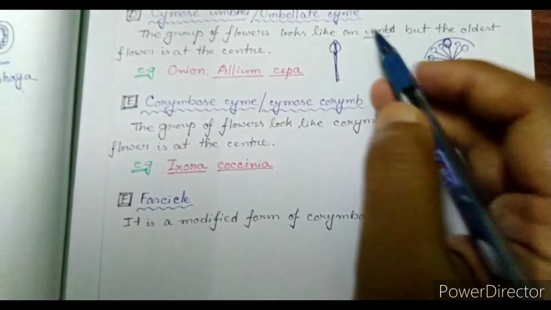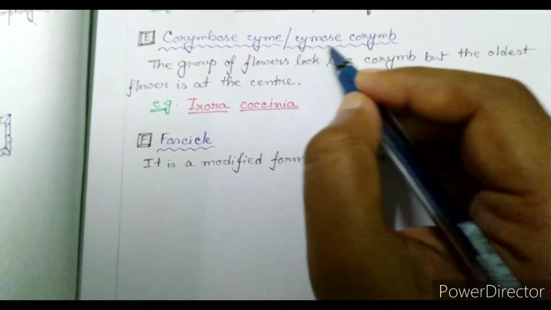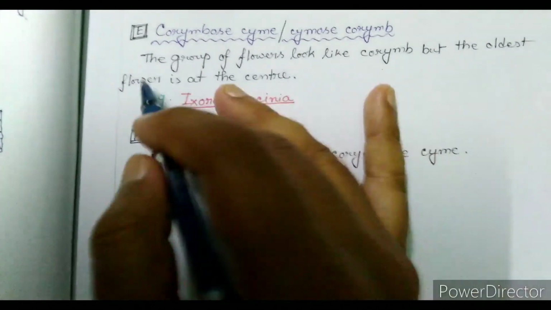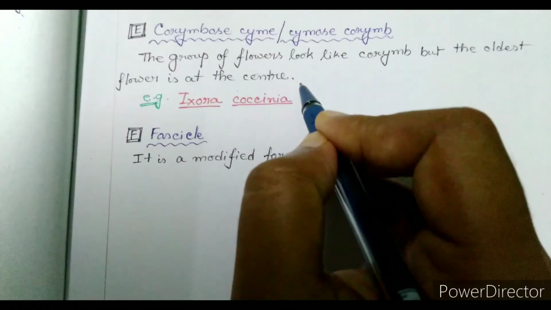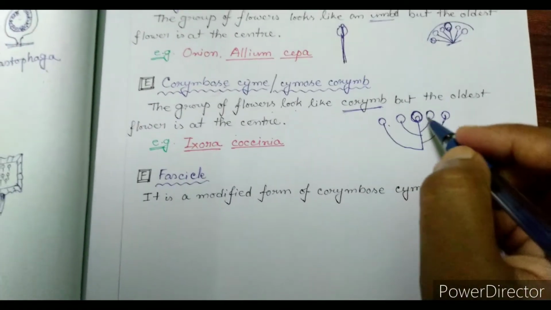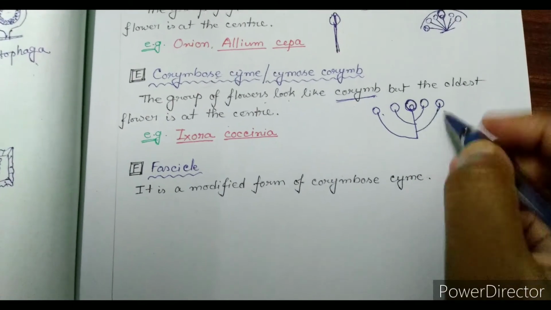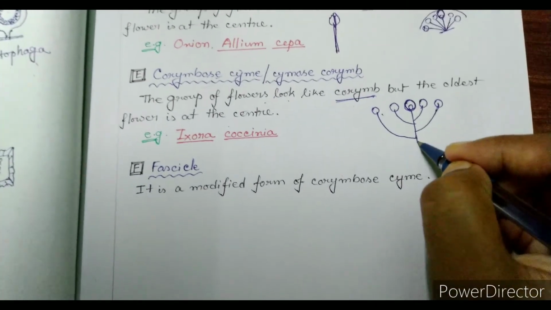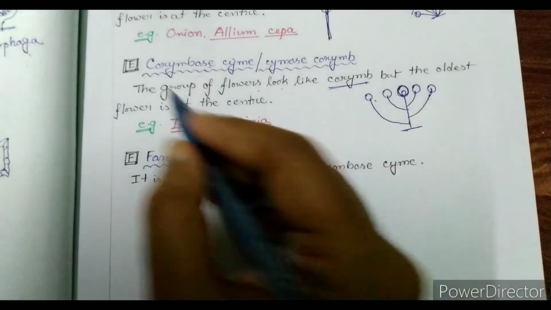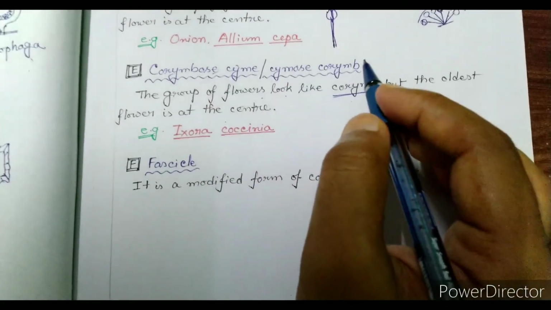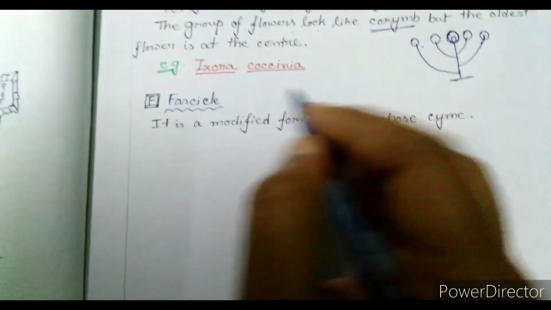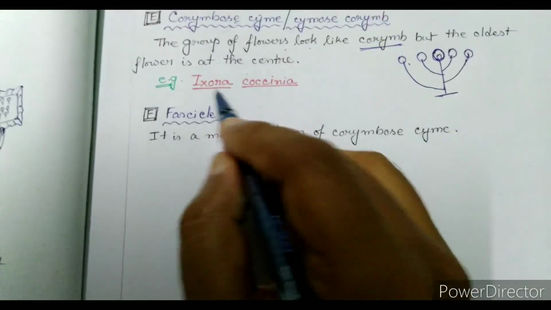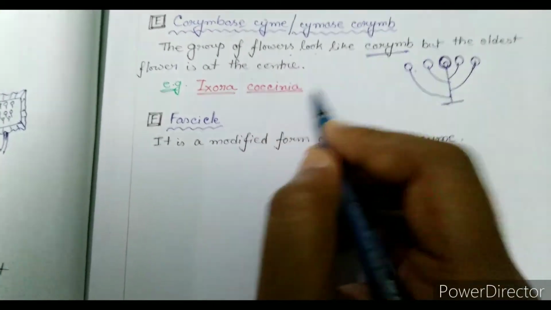This is the corymbose cyme or umbellate cyme. Next we talk about corymbose cyme or corymbose corymb. This group of flowers looks like a corymb, but the oldest flower is at the center, and the others gradually become smaller. This type of arrangement is present in cluster form or compound form, and is called corymbose cyme or cymose corymb. This type of floral arrangement is present in Ixora coccinea.